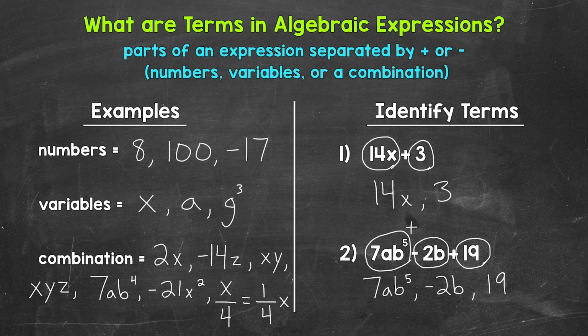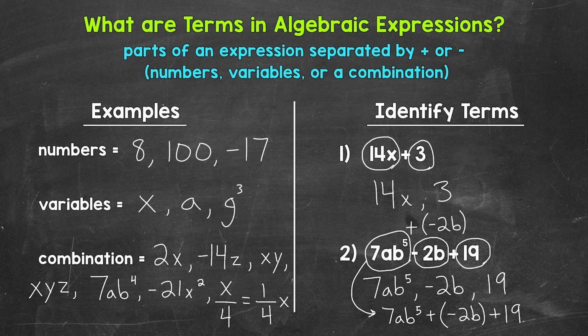So we need to add the opposite. So add negative 2b. Adding negative 2b is equivalent to subtracting positive 2b. So let's rewrite this expression down below. 7ab to the power of 5 plus negative 2b plus 19.